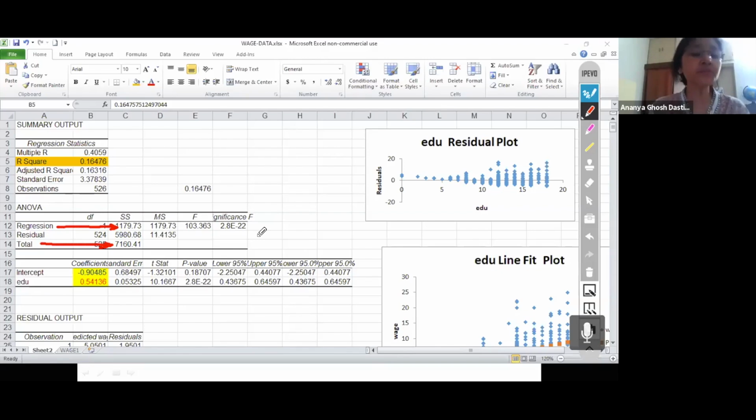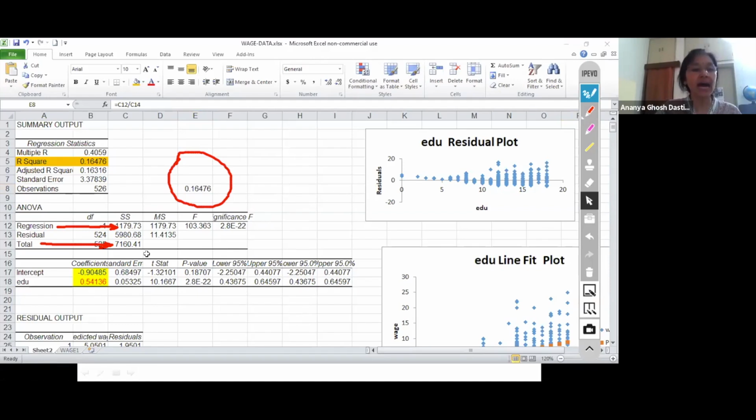the total sum of squares is the total variation in y, and the regression sum of squares is the total variation in y hat, or the variance of y hat. And look what you get. So look what I have done over here. I have just divided one by the other. So just look at this bit here, which I have just circled. If you look at the formula, I have just divided the regression sum of squares by the total sum of squares. So C12 by C14. And that's exactly what the R squared is.